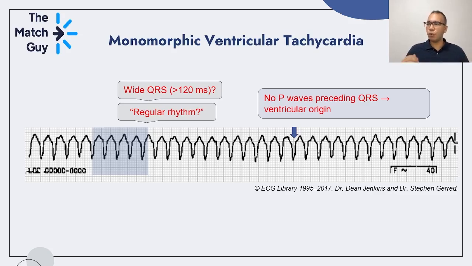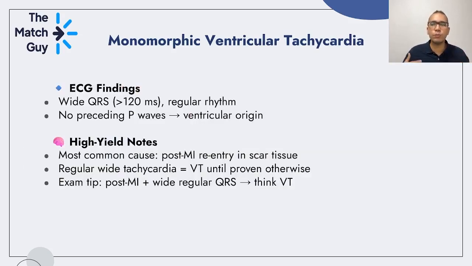So basically, in monomorphic ventricular tachycardia, the ventricles take over as the pacemaker because of a re-entry circuit, probably in an old scar tissue from a previous myocardial infarction. Okay? So since the same area keeps firing repeatedly, the QRS complexes all look identical. And that's why we call it monomorphic, okay? So as I told you, this is due to post-myocardial infarction re-entry in a scar tissue, and always think of it in a patient with a history of coronary artery disease who suddenly becomes hypotensive or loses consciousness.